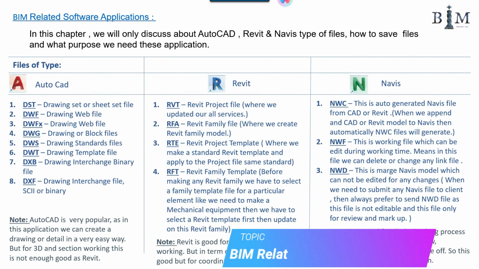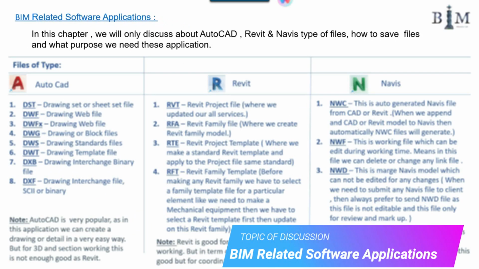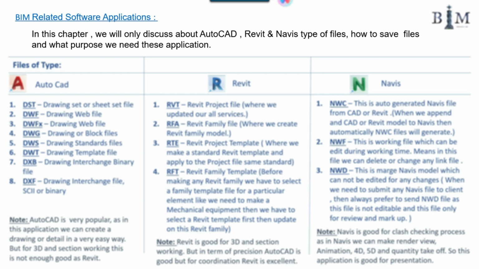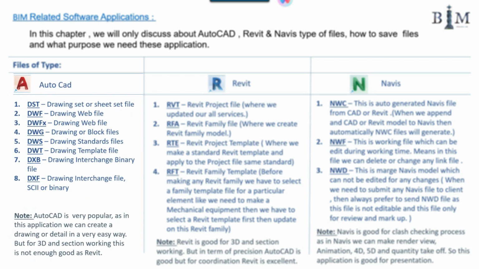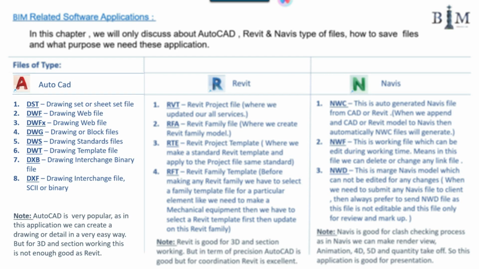BIM related software applications. In this chapter, we will only discuss AutoCAD, Revit and Navis file types, how to save files and for what purpose we need these applications. Files of type in AutoCAD are DST, DWF, DWG, DWS, DWT, DXB and DXF. AutoCAD is a very popular software, as in this application we can create a drawing or a detail in a very appropriate and easy way.